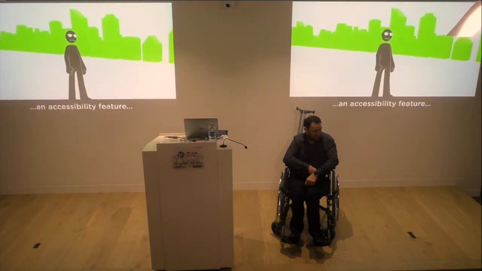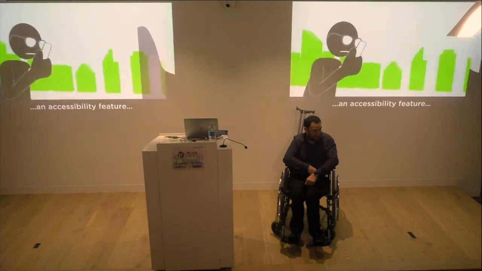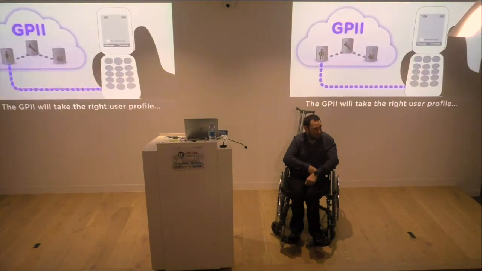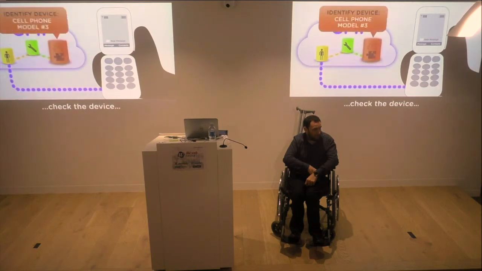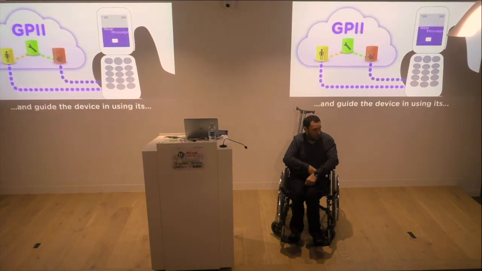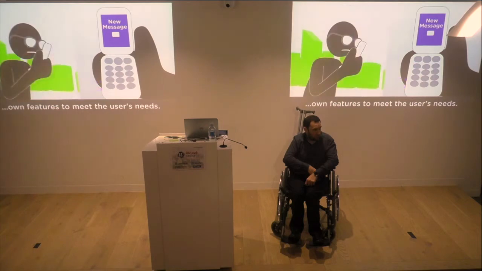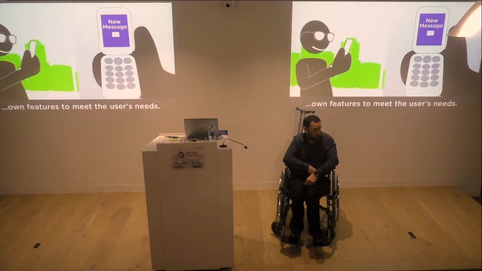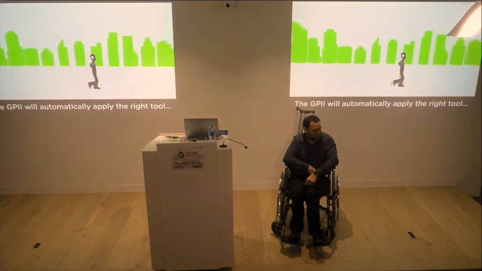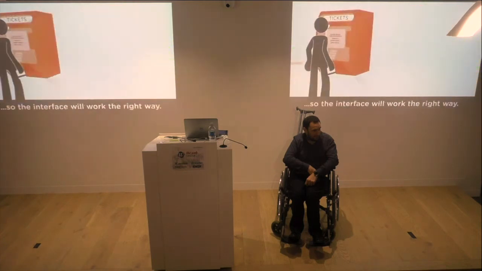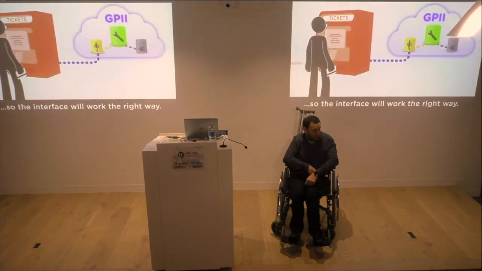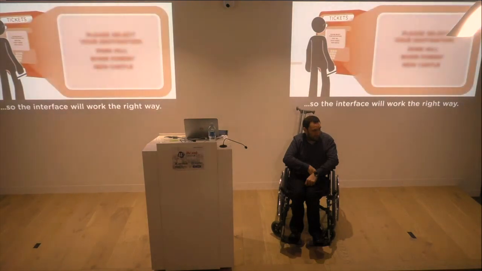Then, when a user needs an accessibility feature, the GPII will take the right user profile and features, check the device, and guide the device in using its own features to meet the user's needs. The GPII will automatically apply the right tool to whatever device the person is using, wherever it is, so the interface will work the right way. The same person now sees large print on a train ticket machine.